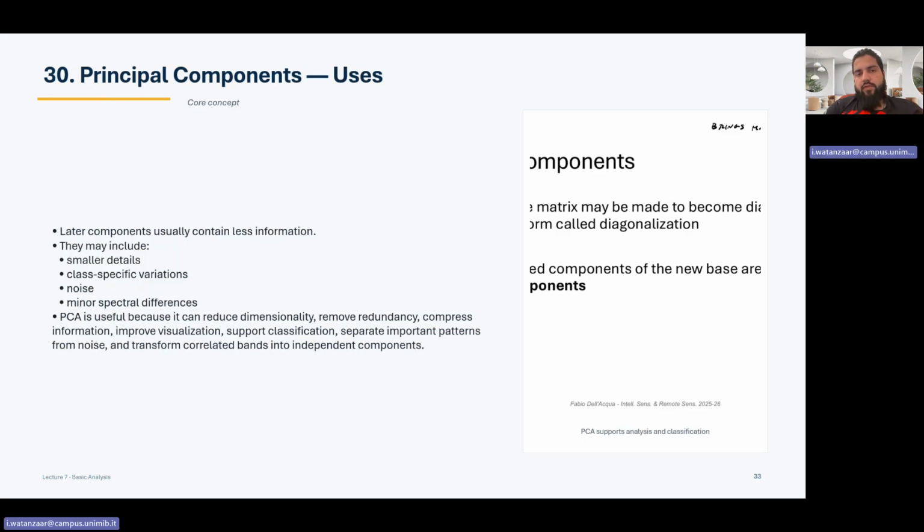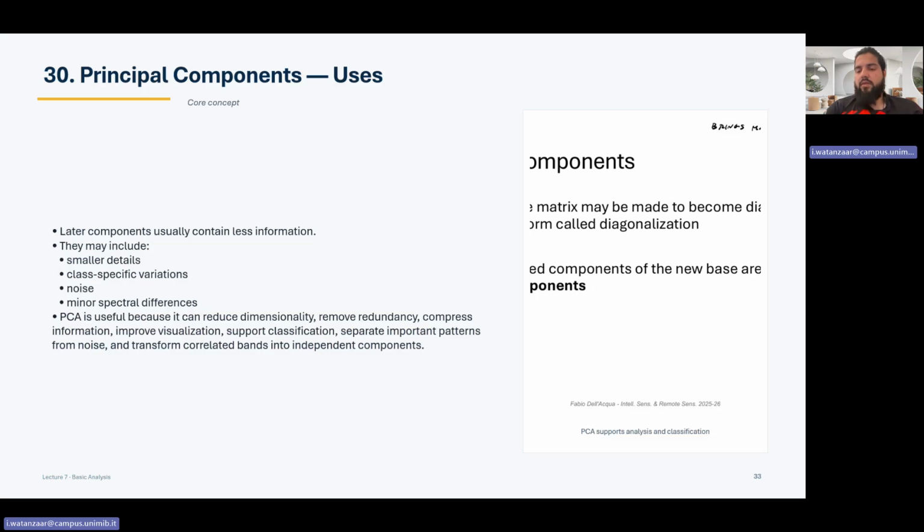What are the uses of the principal components? Later components usually contain less information, as we discussed, like PC1, PC2, PC3. So PC4 will have less variation in data, in the pixel values or the bands, as compared to PC1. So they may include smaller details, class specific variation, noise, and minor spectral differences. These are the possibilities. So PCA is useful because it can reduce dimensionality.